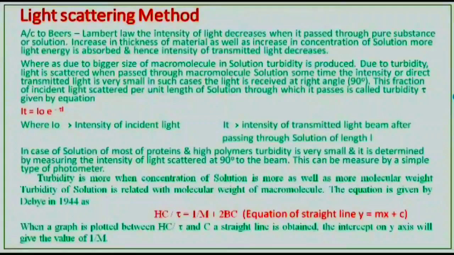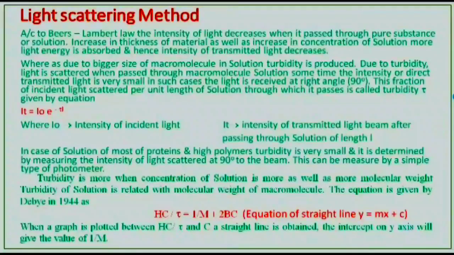This fraction of incident light scattered per unit length of solution through which it passes is called turbidity, and it is given by the equation IT is equal to I0 into e raised to power minus tau L, where I0 is intensity of incident light, IT is intensity of transmitted light, whereas L, as you know, is length of solution.